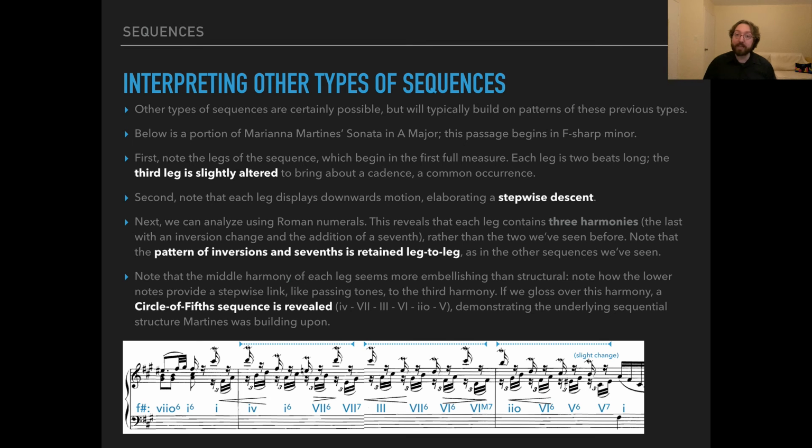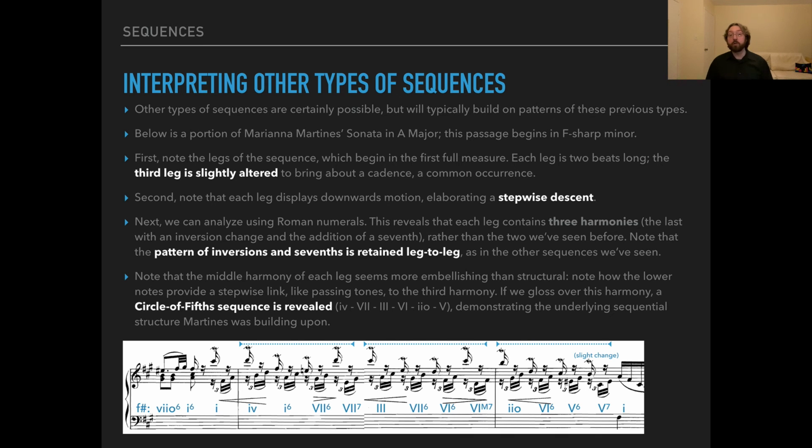However, even in this case where we've added in extra harmonies, we still have the same pattern of inversions and 7ths retained leg to leg. Root, first inversion, 7. Root, first inversion, 7. Root, first inversion, 7, and then cadence.